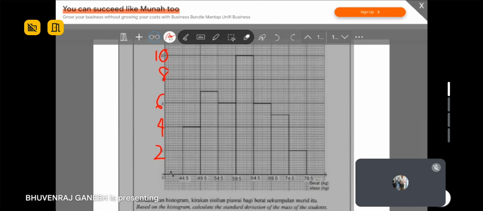So anyone? Have you all get the answer? Dah dapat jawapan? Standard deviation. Sisihan piawai.